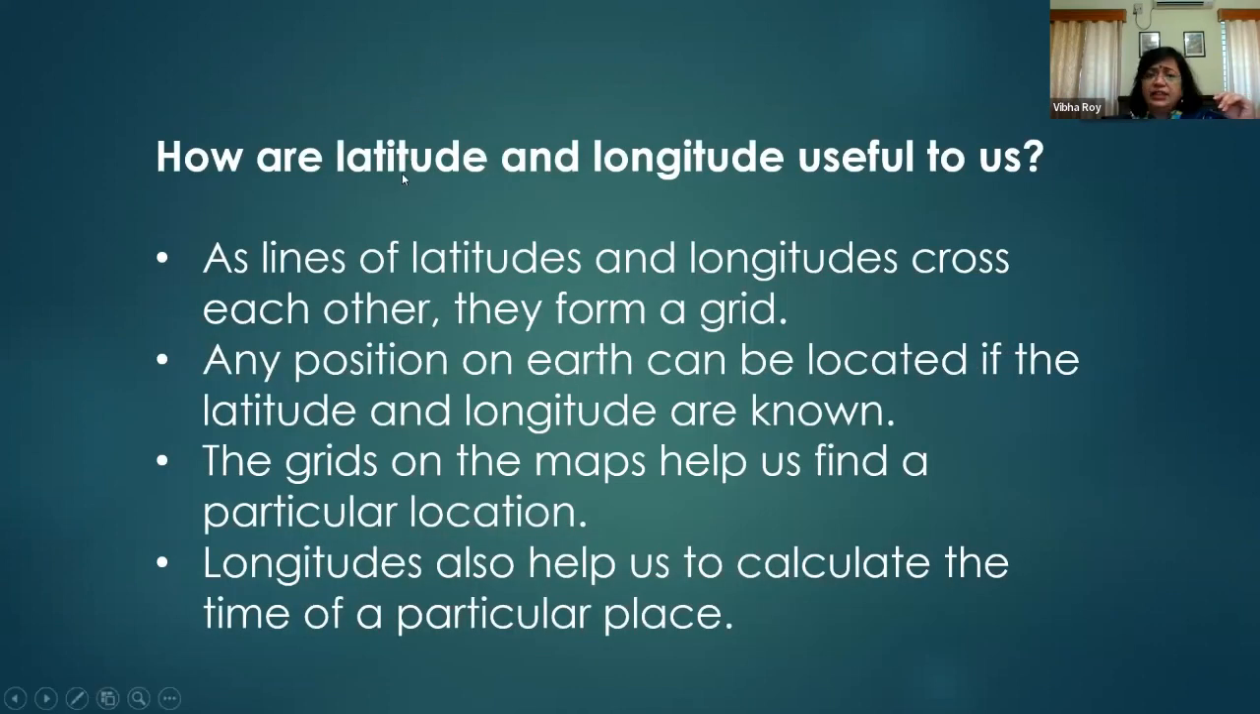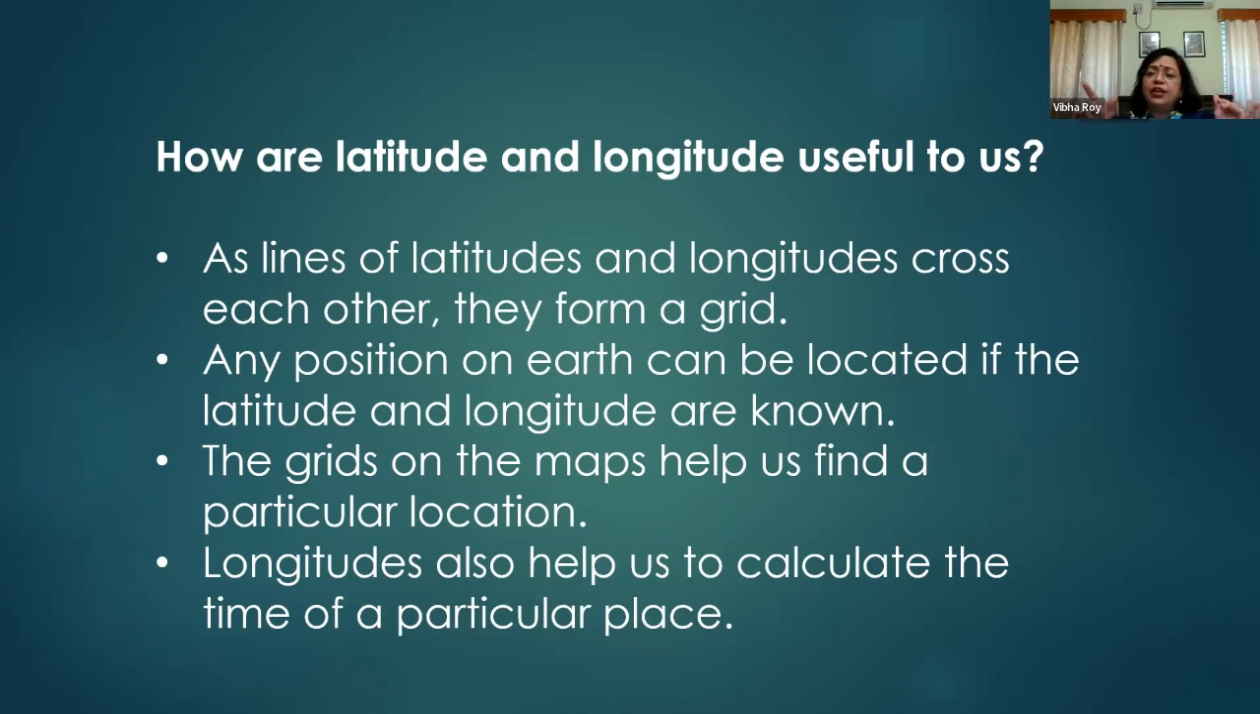Now, how are latitude and longitude useful to us? As lines of longitude and latitude cross each other, they form a grid. Any position on the earth can be located if the latitude and longitude are known. For example, suppose I take a place in India that is at 20 degrees latitude, and a place in Africa can also be at 20 degrees.